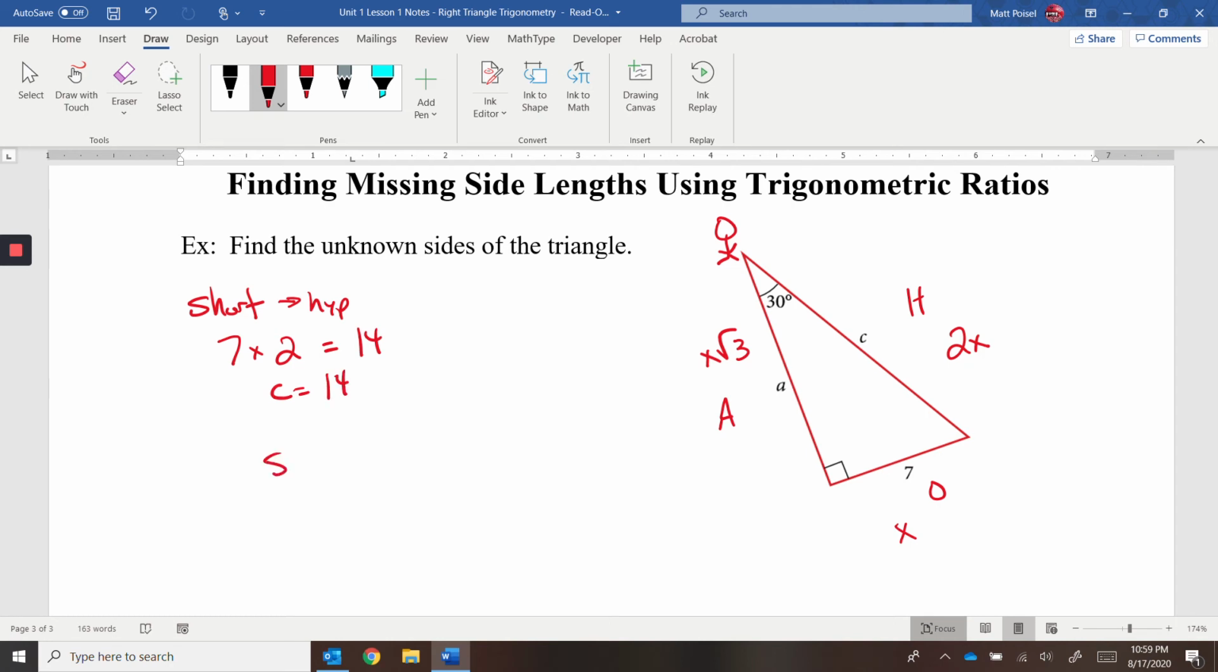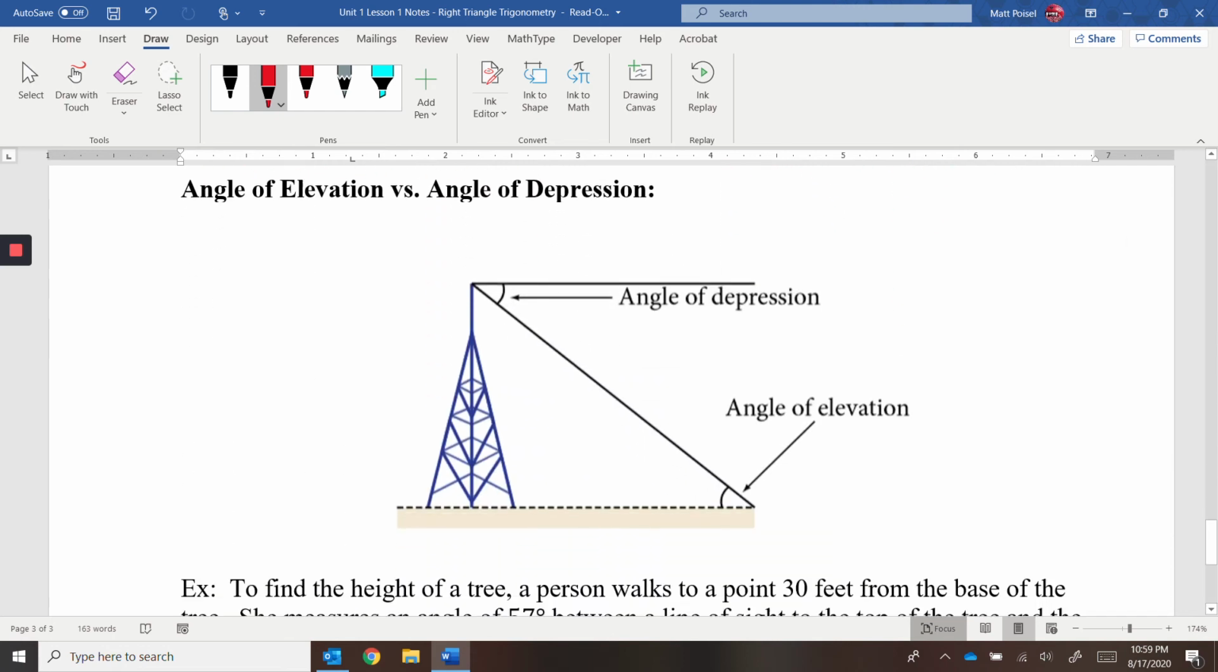Same thing to go from short to long. Obviously, we're going to multiply because we want to get a larger number. So we're going to take 7 times the square root of 3, and that's just 7 square root of 3, which means that A is equal to 7 square root of 3. Now, eventually we could have done Pythagorean theorem. We could have used some different ideas here. But honestly, because this is a 30, 60, 90, that's the easiest way to do this one.